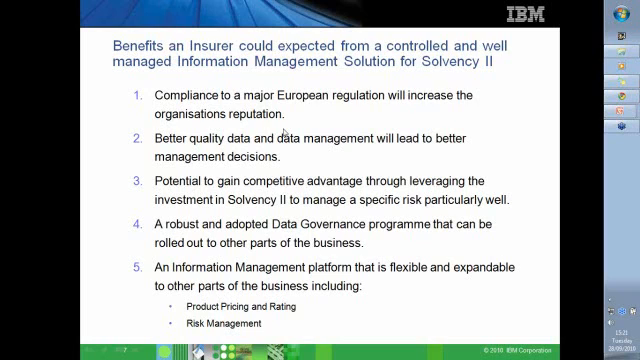I just have one question myself, while people are taking some time to write down their questions. The deadline, remind me again, Steve, of the deadline for Solvency II completion. So it was October 2012. It's now December 2012. So it gives insurers about 2 years to get their models and their external reporting in place to ensure compliance.